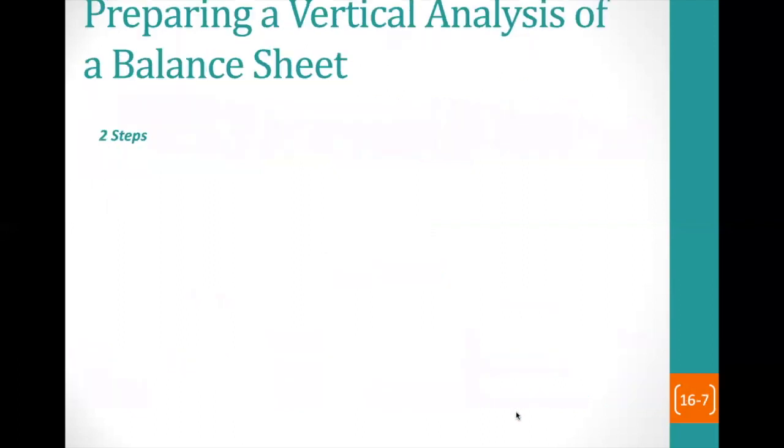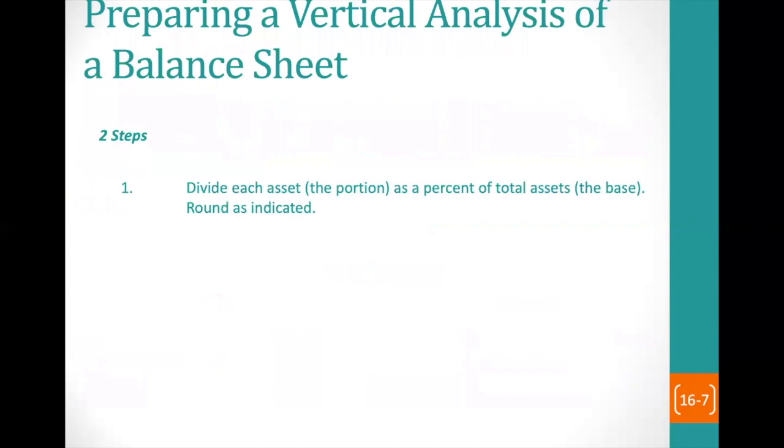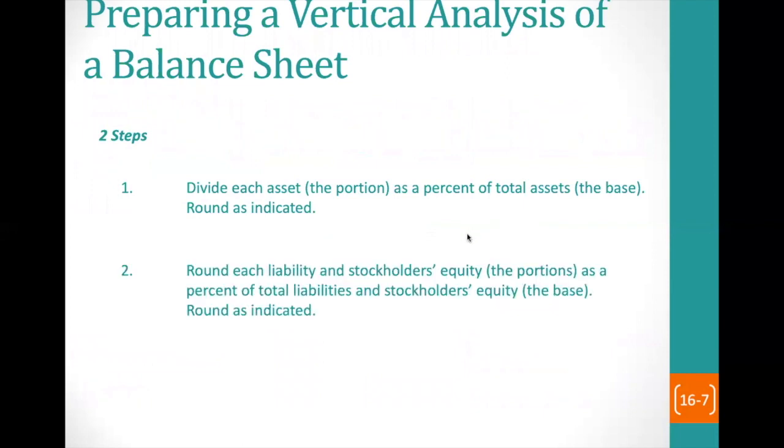So, when preparing a vertical analysis of a balance sheet, there are 2 steps. The first thing we want to do is divide each asset as a percentage of total assets, and then round. Round each liability and stockholders' equity as a percent of total liabilities and stockholders' equity.